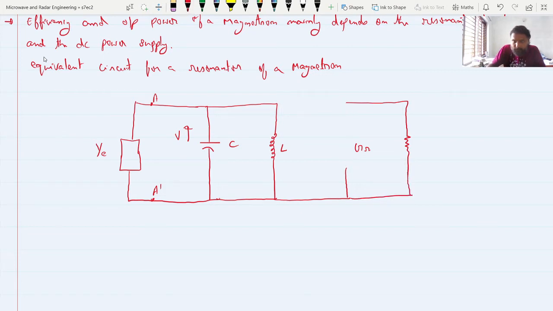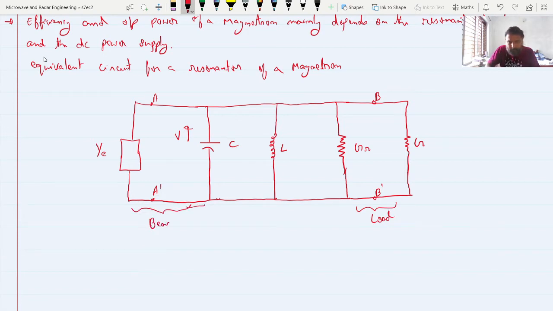This is G, that is the load conductance per resonator. So I will call this B, B dash. This is nothing but the load. From up here it is nothing but the beam. This is nothing but the resonator. I think it's clear for you people.